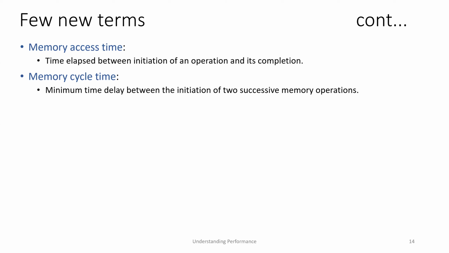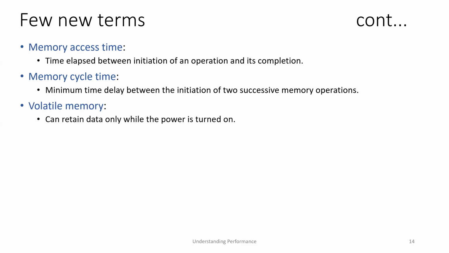And typically we don't want such a delay between two consecutive requests. So L1 is typically able to handle multiple requests back to back with hardly 1 cycle delay. But when we go to lower levels of memory, they do take longer time.